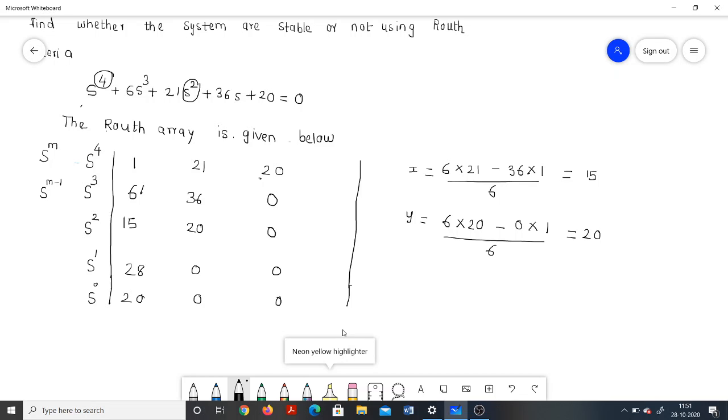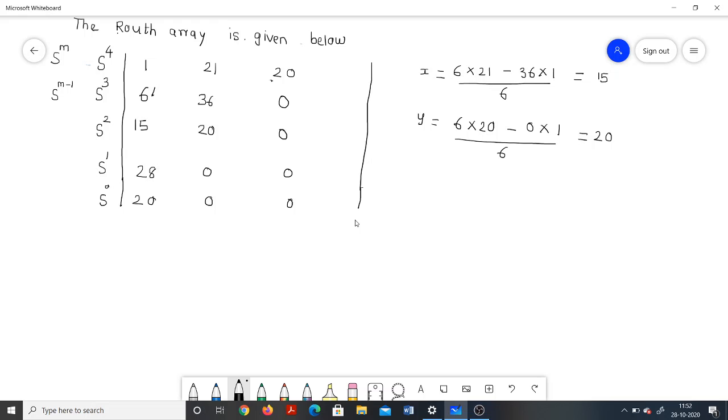Once you have finished this, we have to declare whether your system is stable or not. For that, we consider the first column of your Routh array. As we can see here, all the terms are positive and there is no sign change. Then we can say that this particular system is stable. We just observe the first column of the Routh array: if there is a sign change, the system is unstable, and if there is no sign change, the system is stable. In our problem, there is no sign change in the first column.